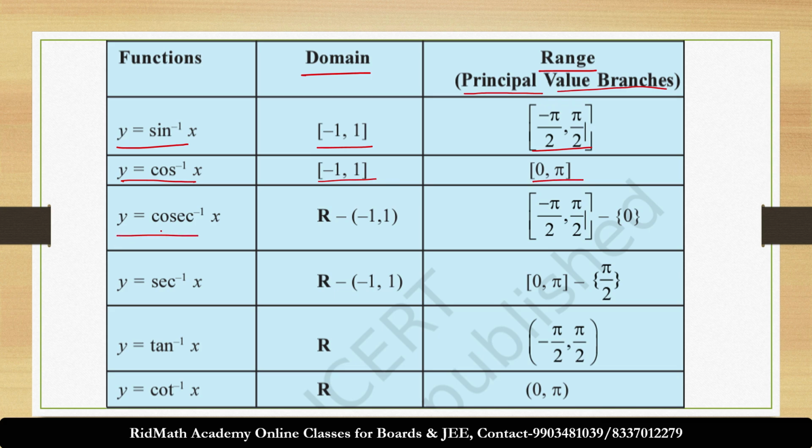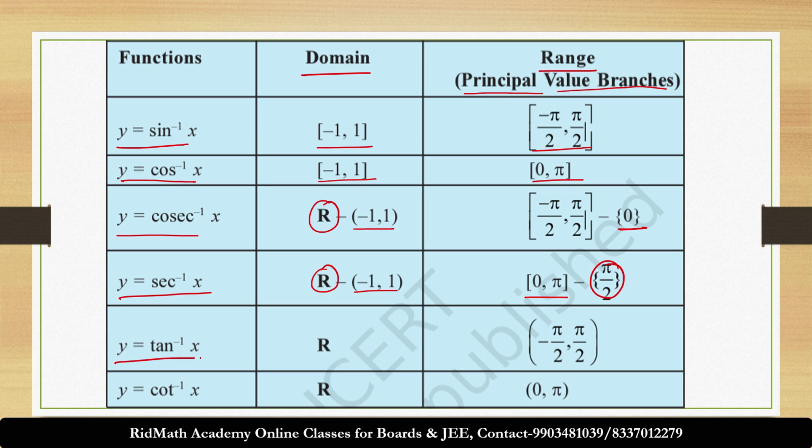And for y equal to cosec inverse x, the domain is the real numbers minus open -1 to 1, and the range is minus pi by 2 to pi by 2 minus the number 0. And for y equal to sec inverse x, the domain is the set of real numbers minus -1 to 1 and the range is 0 to pi minus pi by 2.